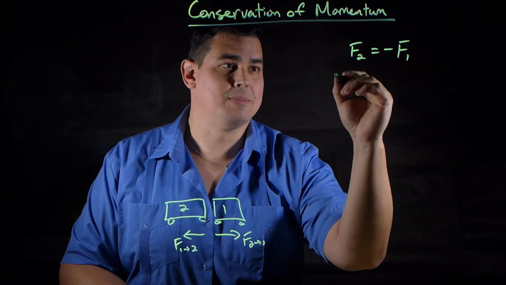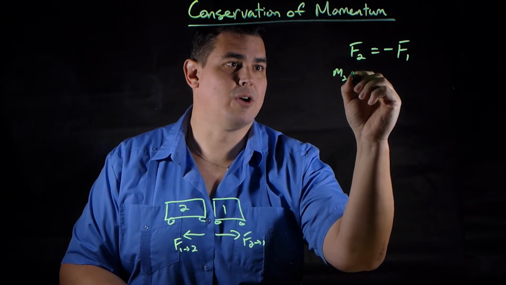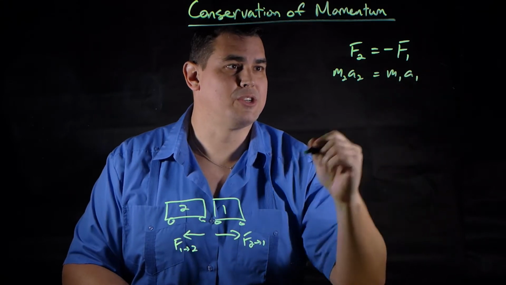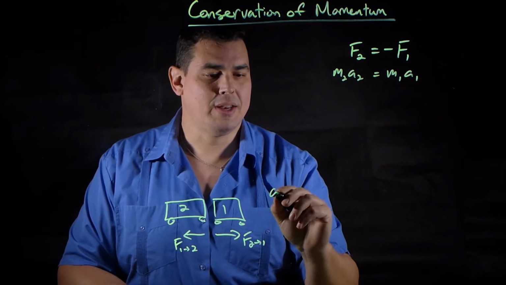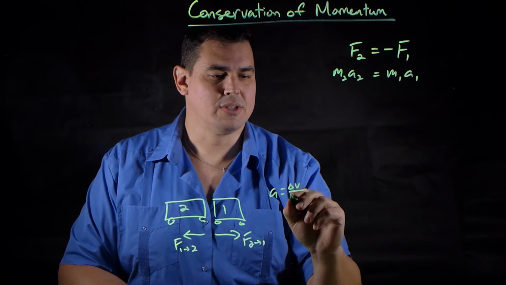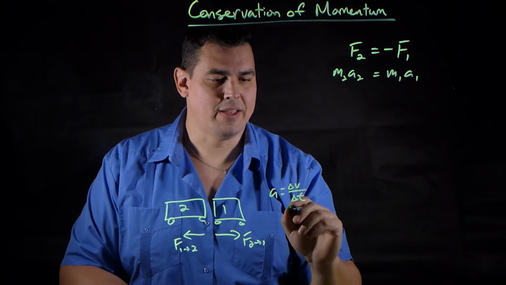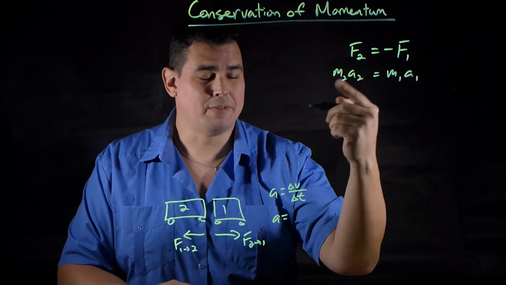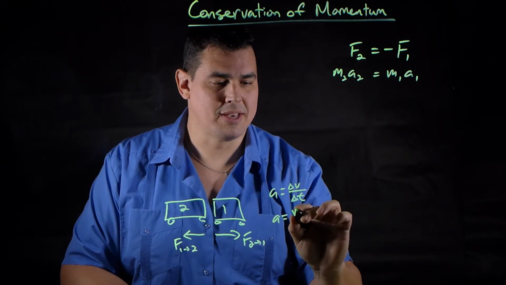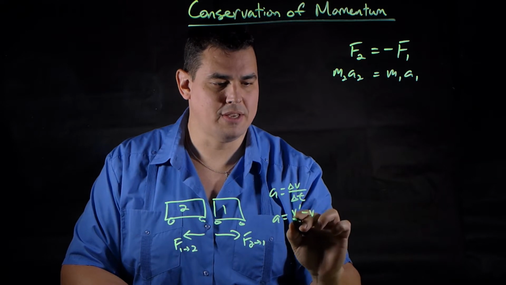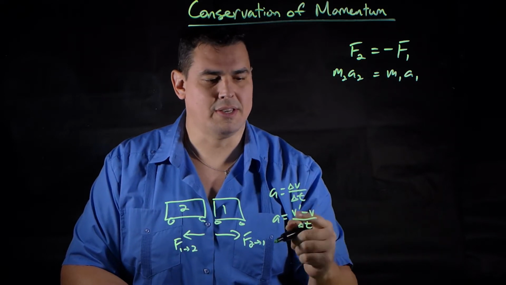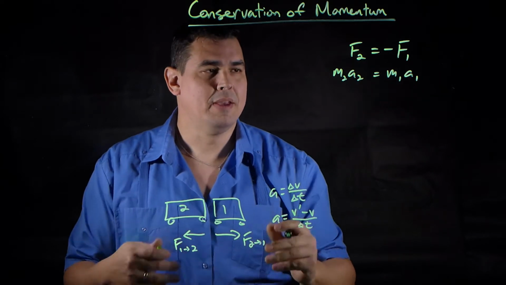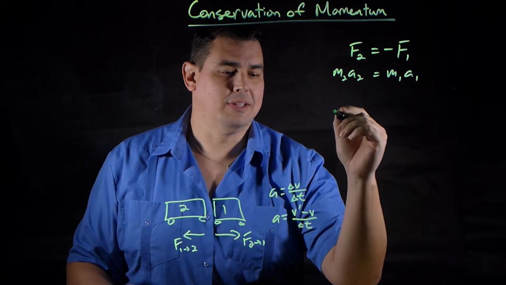And force is mass times acceleration. So the mass of car 2 times the acceleration of car 2 equals the negative of the mass of car 1 times the acceleration of car 1. And I know that acceleration is the rate of change of velocity, and that's final minus initial. Instead of writing final and initial, because I have two cars, I'm going to use primes. So I'm going to say v prime minus v over delta t, where prime means final and no prime means initial. Okay, so let's substitute this in.